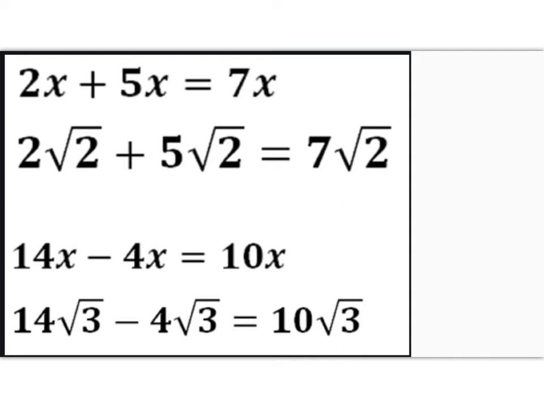So what I want to point out with this picture is that same letters can be added. They must be to the same power. A square root of 2 and a square root of 2 are the same thing, and we don't do anything with the root of 2. We just add the coefficients, the number in front of them.